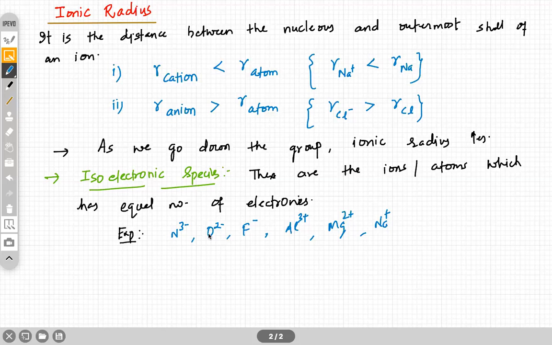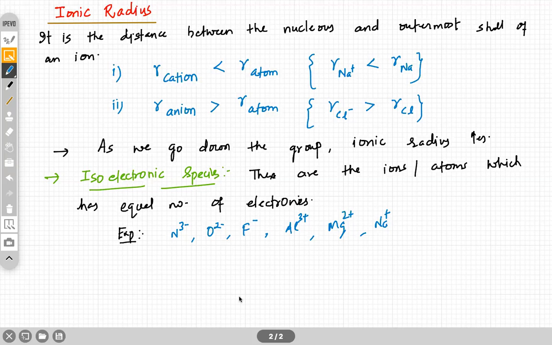You are adding an electron in the shell, right? So obviously that will increase the repulsion, no? Sigma value increases, nuclear charge staying constant, hence Z star decreases. All these ions have the same number of electrons, that is 10.